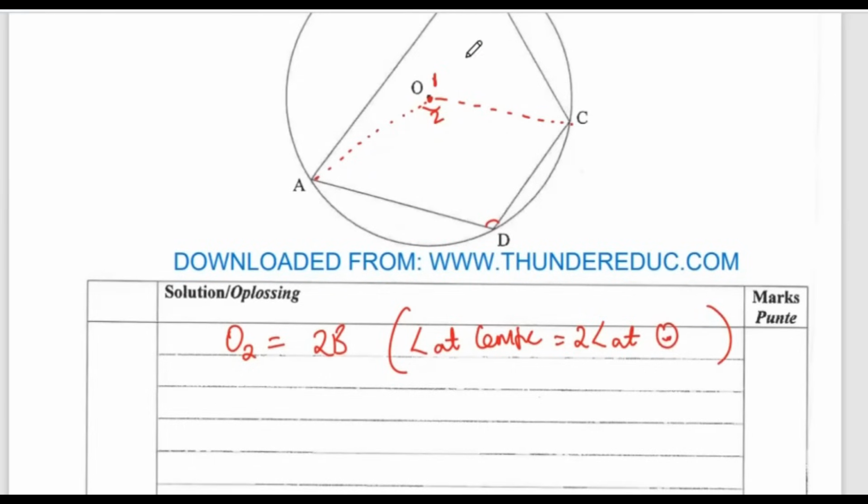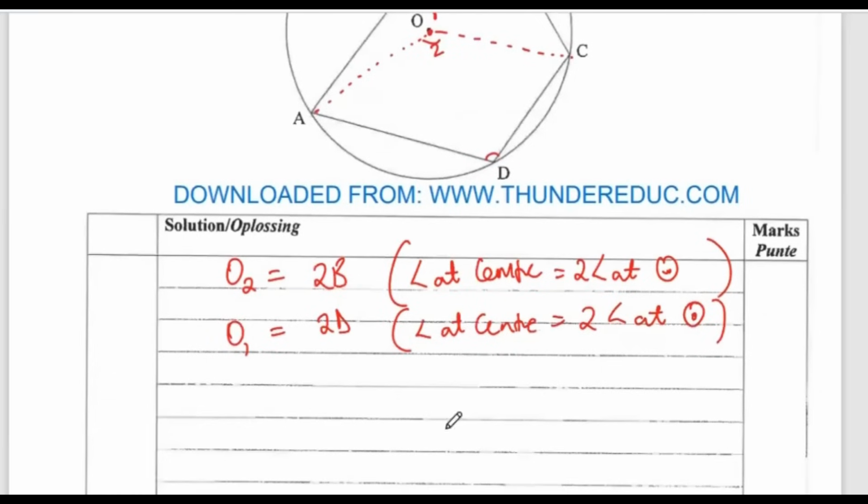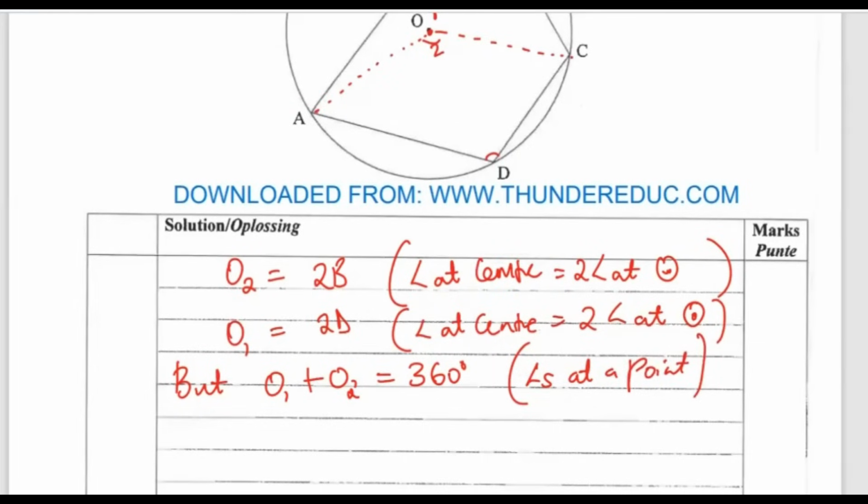Then consequently, we can say that O1, this angle here, is also at the center. It must be twice the angle at the circumference, the same as twice D. So angle at the center is twice angle at the circumference. But we know that O1 plus O2 must give us 360 degrees. Reason: those are angles at a point, or sometimes we just call it a revolution.